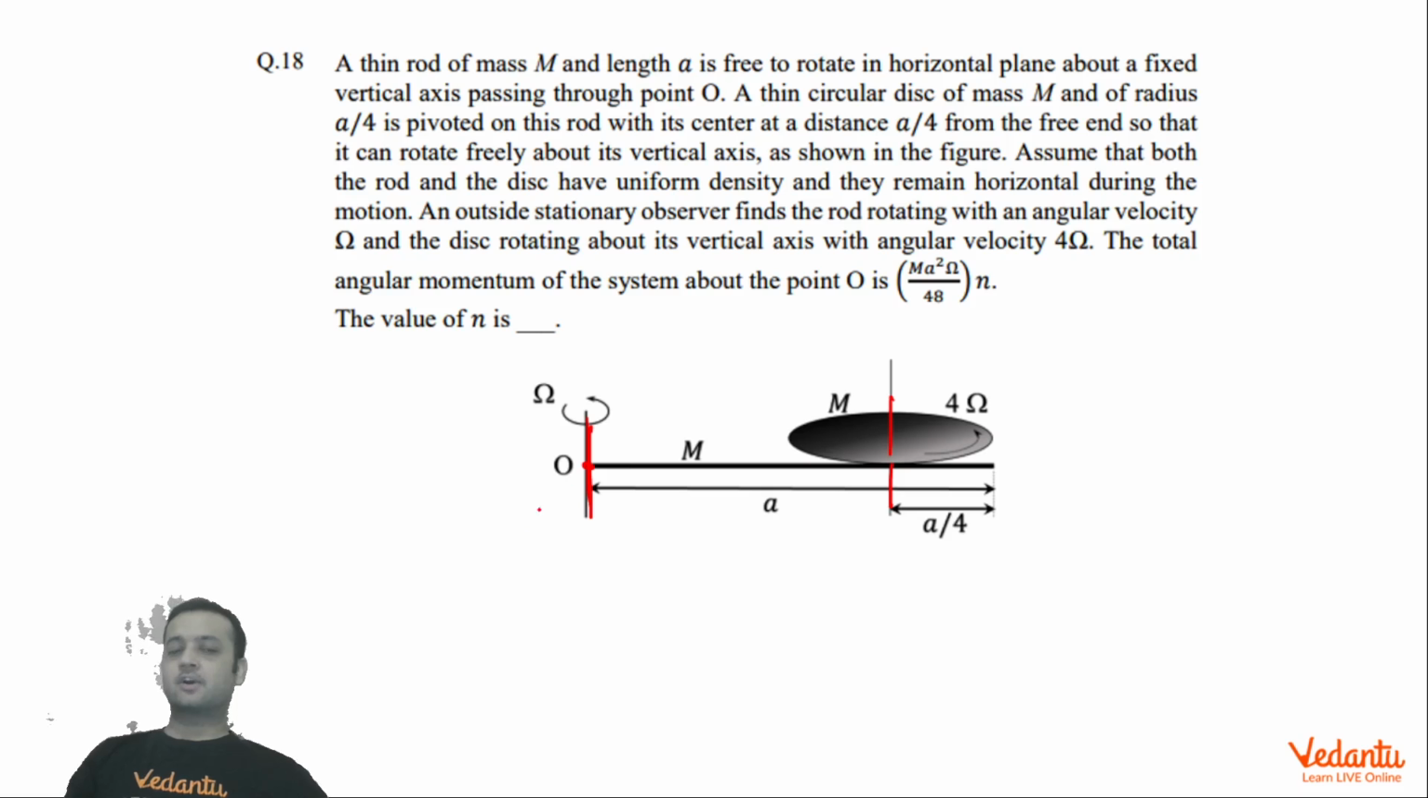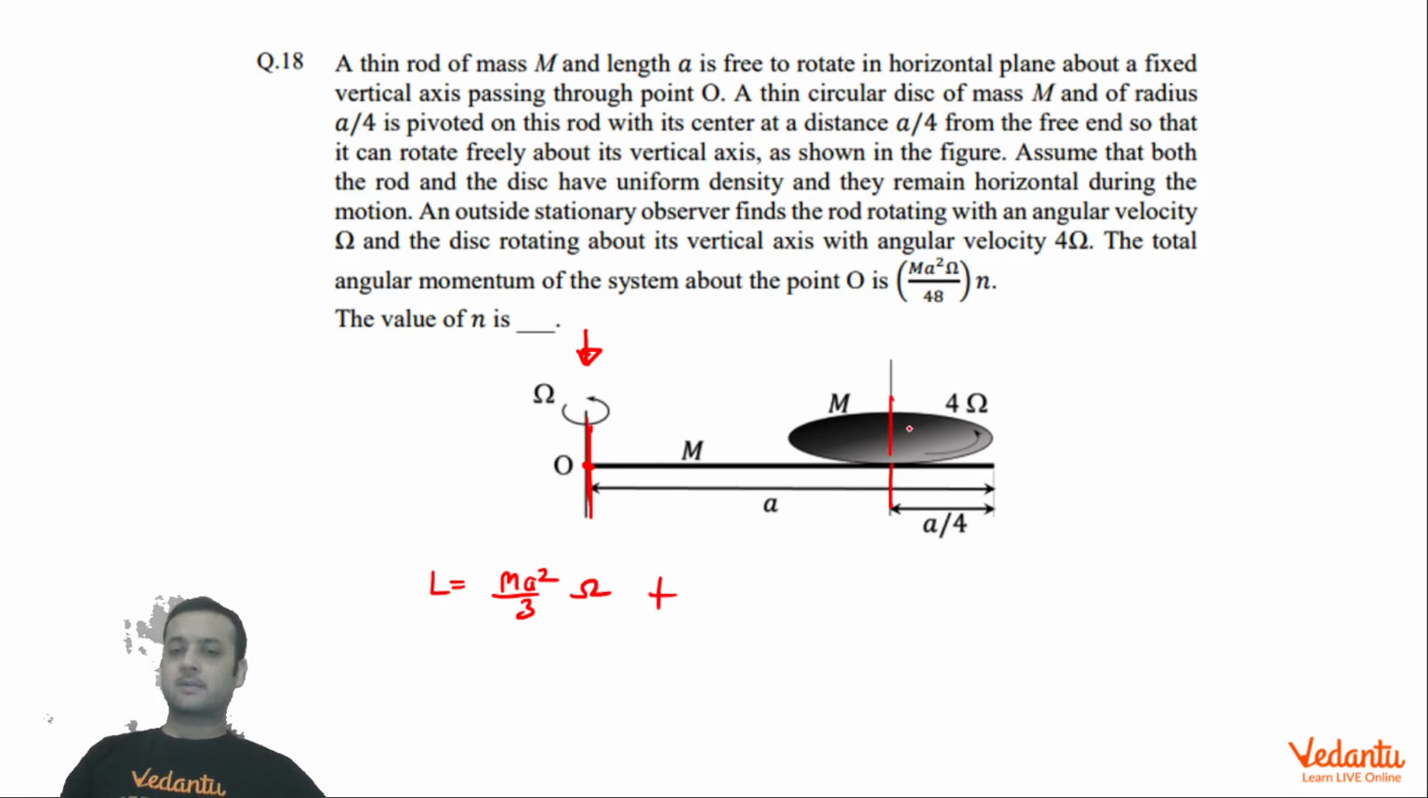Now if you just see the rod, the angular momentum of the rod is I omega about this axis. I will be m a square by 3, into omega. And this will be in the anti-clockwise sense looking from the top. Now we have to write the angular momentum of the disk about point O.